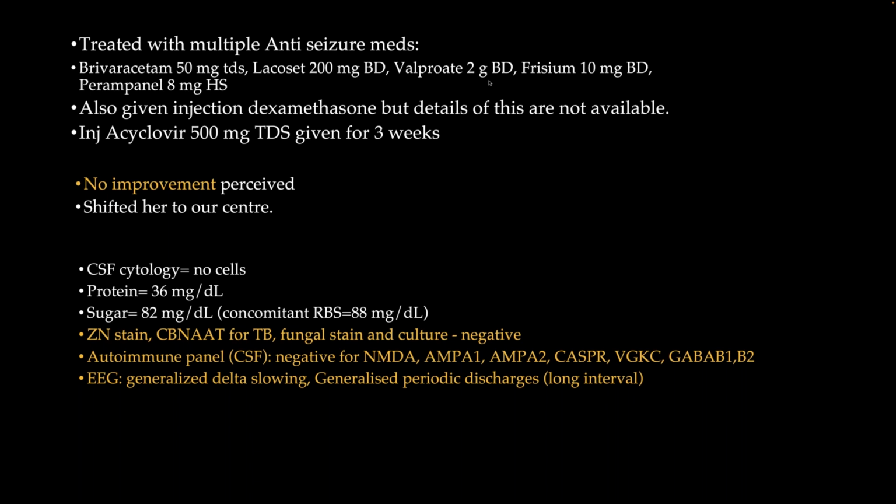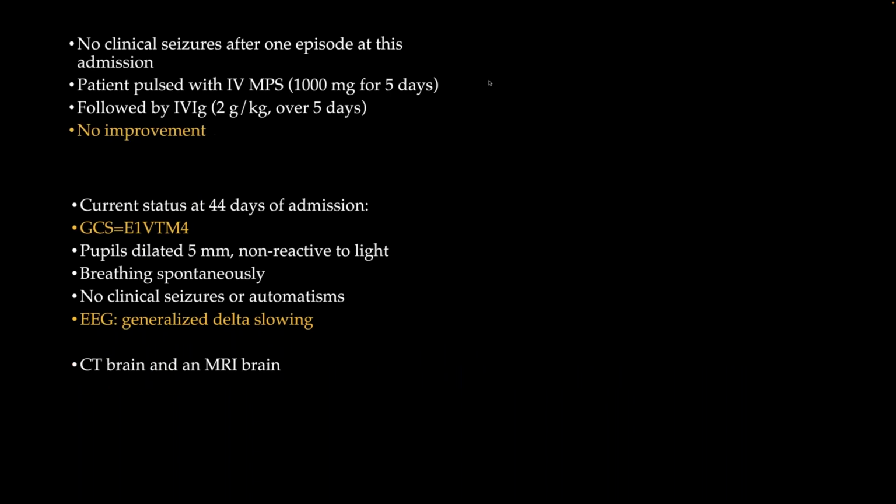Protein was again normal, sugar was normal. Infective workup in terms of TB, fungal, and routine were negative. We also sent an autoimmune panel in the CSF, which was negative. The EEG showed generalized delta slowing with periodic discharges, which were long interval. Subsequently, this patient stopped having seizures, and she was pulsed with methylprednisolone 1000 milligrams for 5 days. After that, she was also given IVIG at a dose of 2 gram per kg over 5 days.